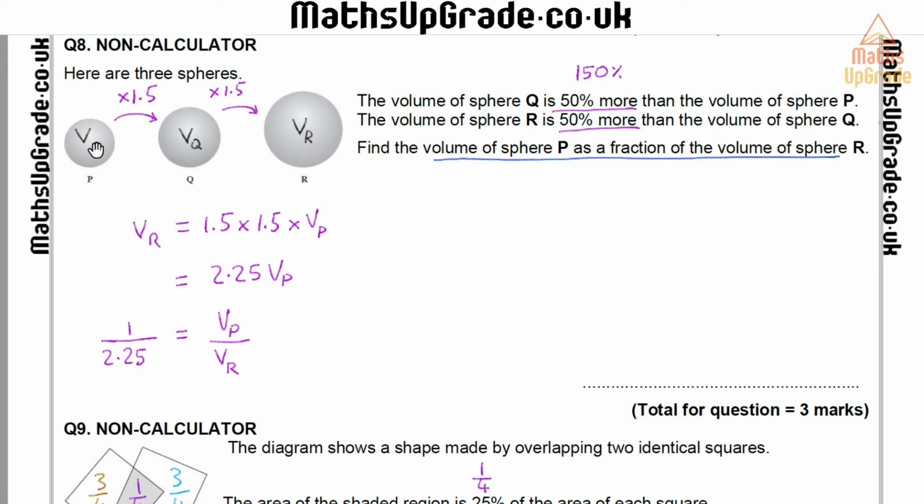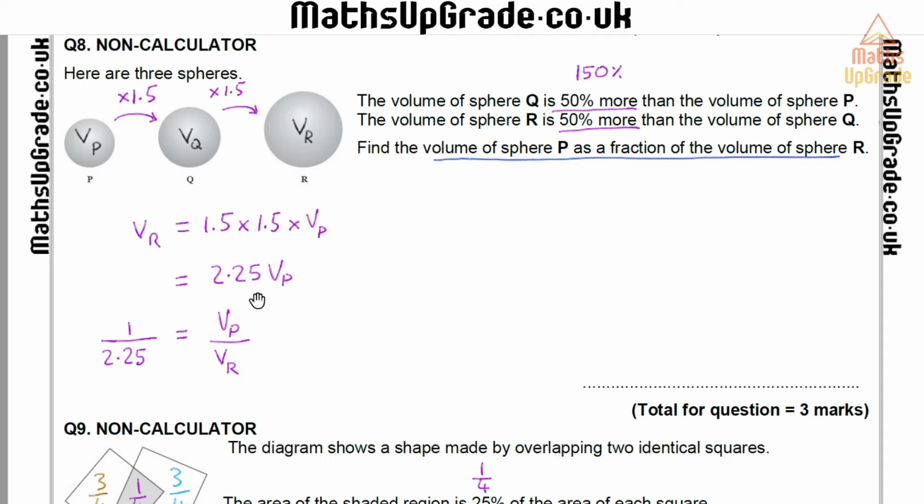Okay, so you can see if this volume of Q is 50% more than this, then the multiplier is 1.5. And similarly from volume Q to volume R, it's increased again by 1.5 as a multiplier. So overall, relating volume R to volume P, I'm going to write an equation here. Volume R is 1.5 times 1.5 times Vp. So that 1.5 times 1.5 is 2.25. If you're not sure how I've got that, just think of 15 times 15. 15 squared is 225, and then divide by a factor of 10 and a factor of 10 again.